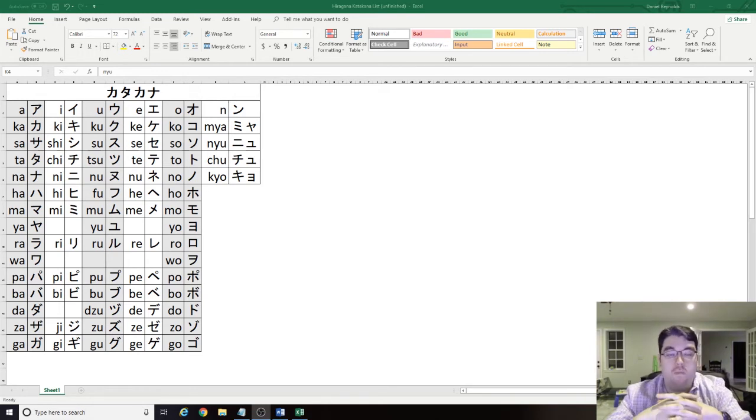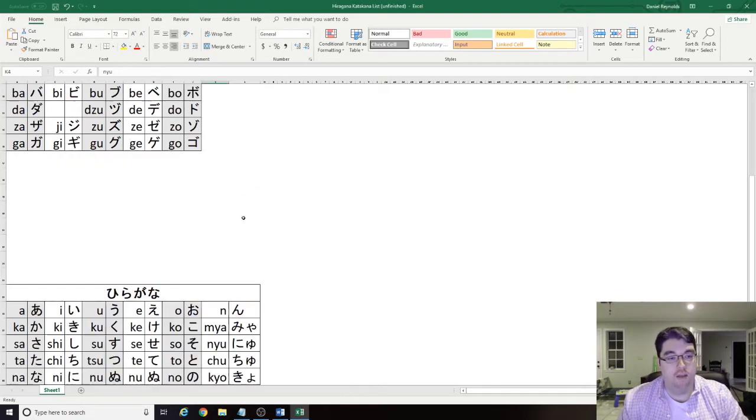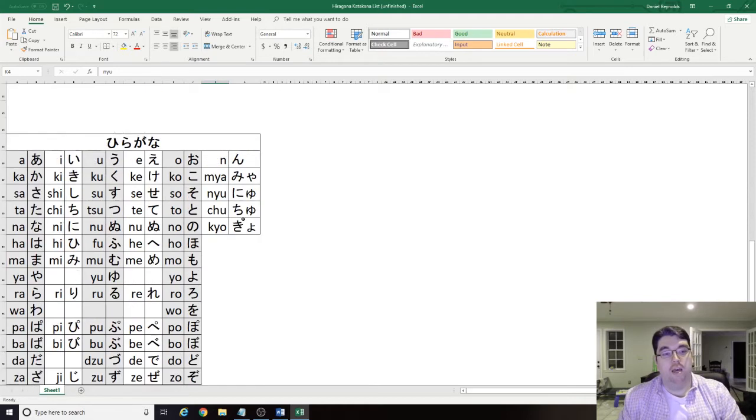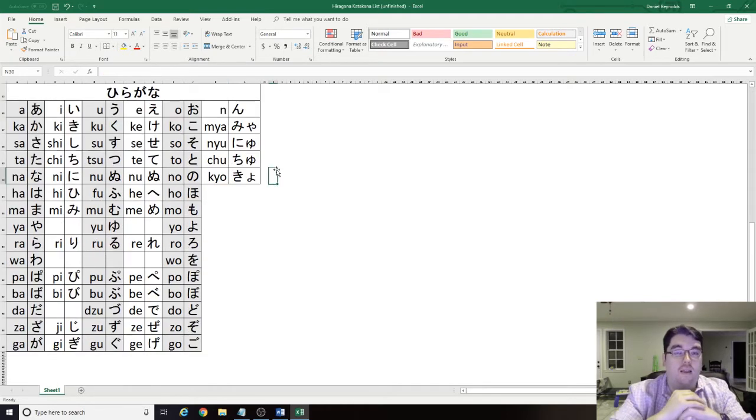So when you first begin studying a language, the number one thing is you need to learn the alphabet. That's extremely important. The first alphabet that anybody would need to learn in Japanese is what's called the Hiragana. Now here I have the Katakana, but let's get down to the Hiragana. The Hiragana is the main alphabet used for Japanese.